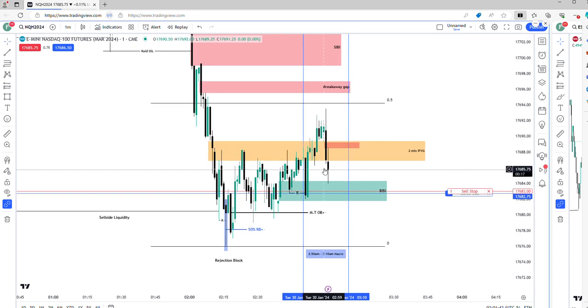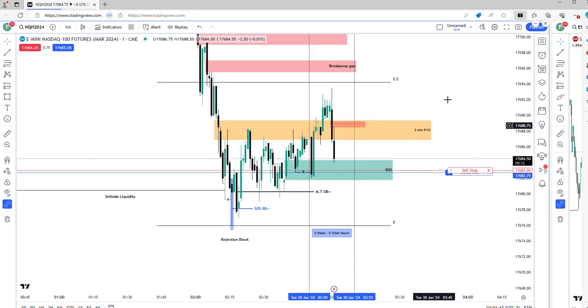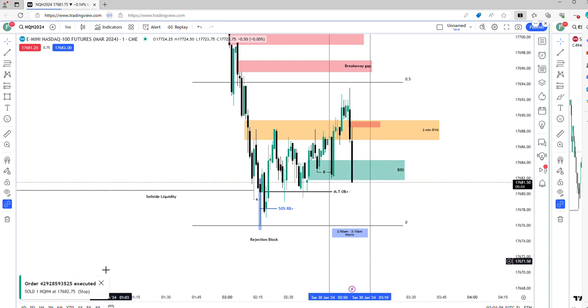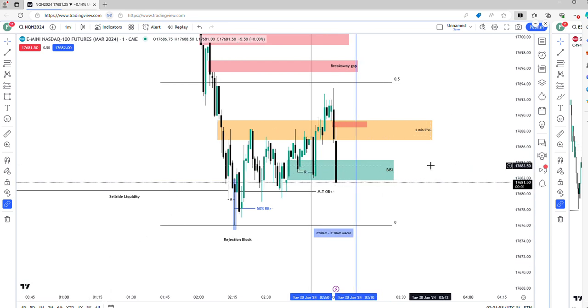You just need to have multiple confluences, and then you need to have a clear exit strategy or an exit plan. Because we're approaching silver bullet, I know that silver bullet or the opening can create some volatility, which is exactly what's happened here. So I've mitigated my stop loss and everything to make way for that. That's all I've done, just so you guys know. And there you go. So we're out now with a little bit of profit.